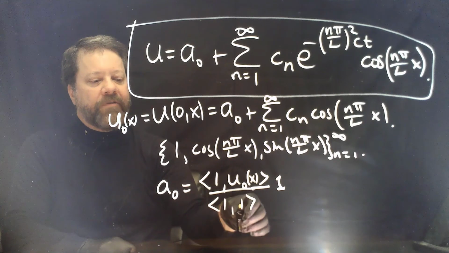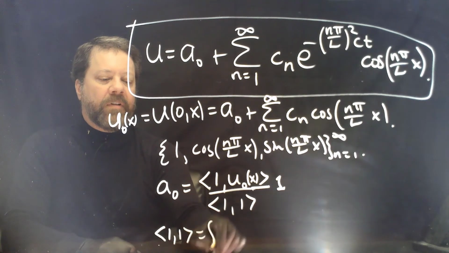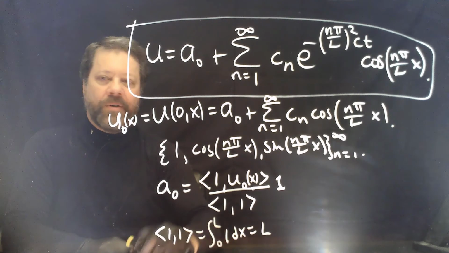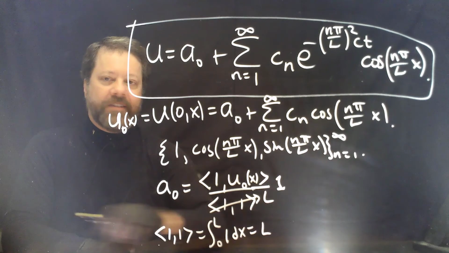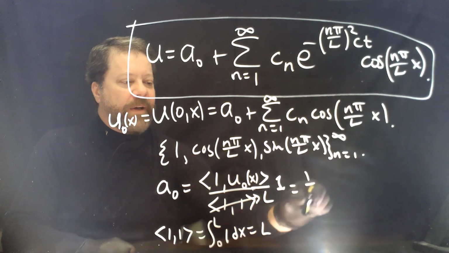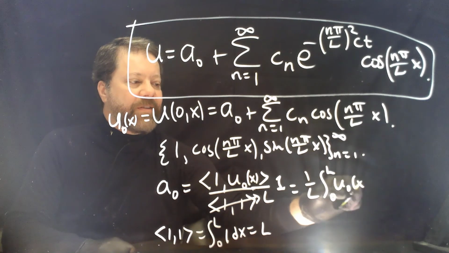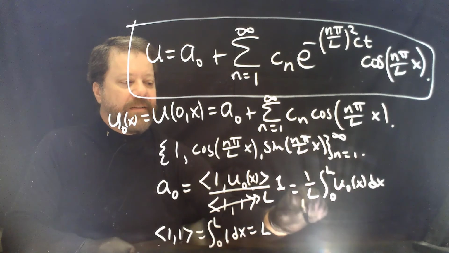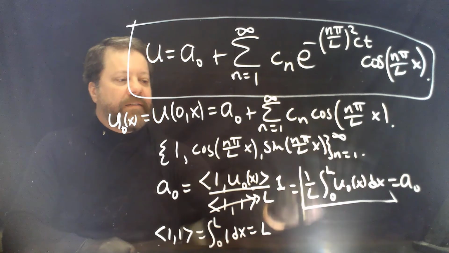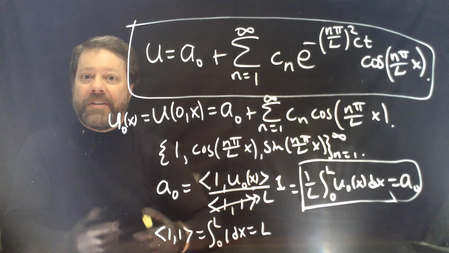The inner product of 1 with 1, since we're integrating from 0 to L, gives you L. So we're going to have L down here, not L divided by 2. So have 1 over L, the integral from 0 to L of u naught of x dx. That gives you that constant a naught. Notice that this is the average of the initial temperature distribution.